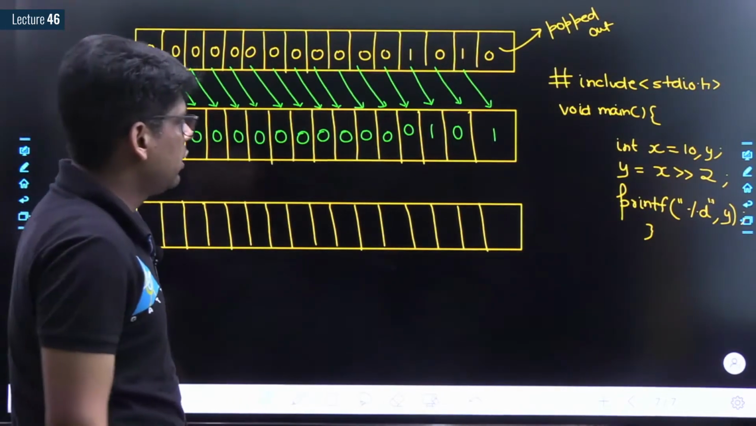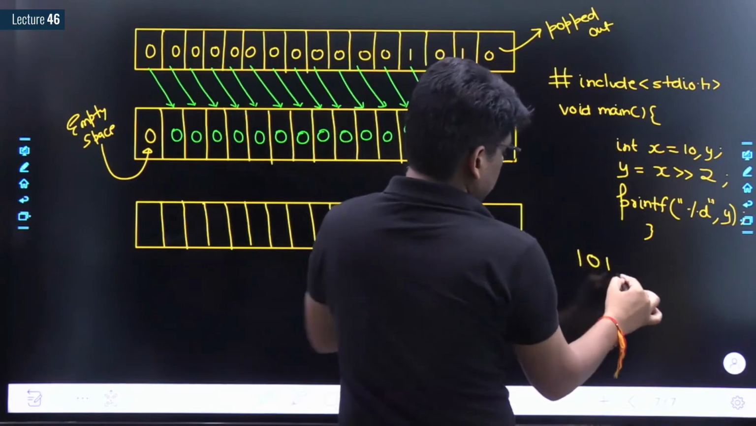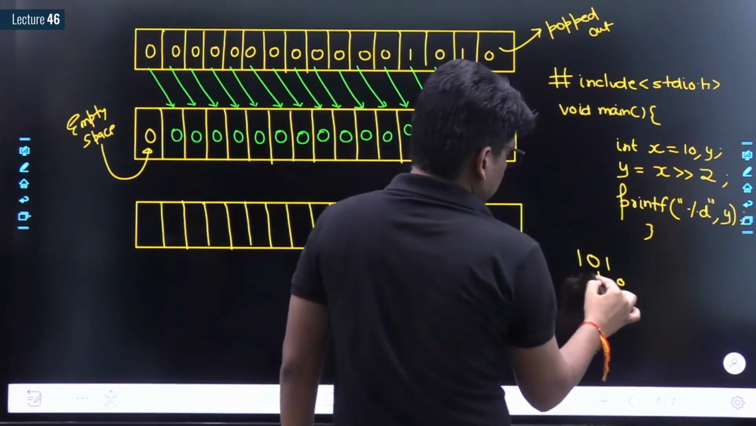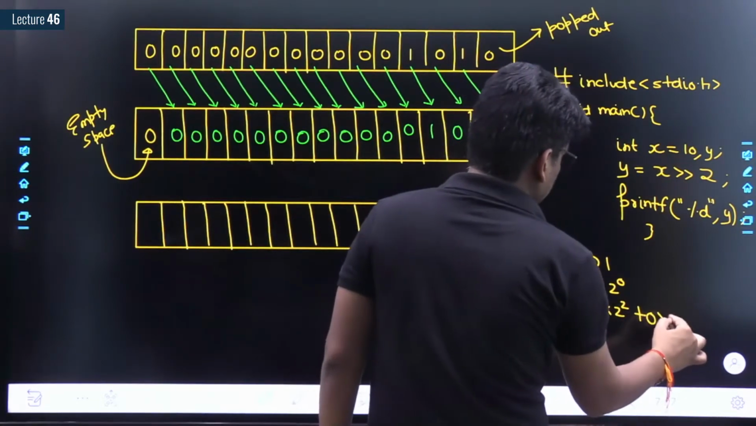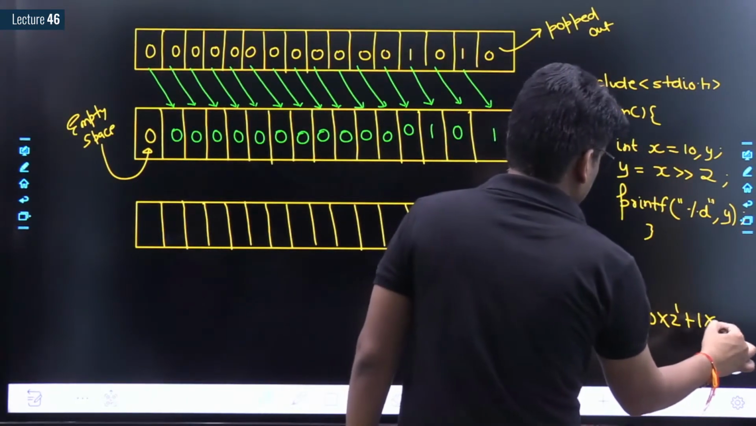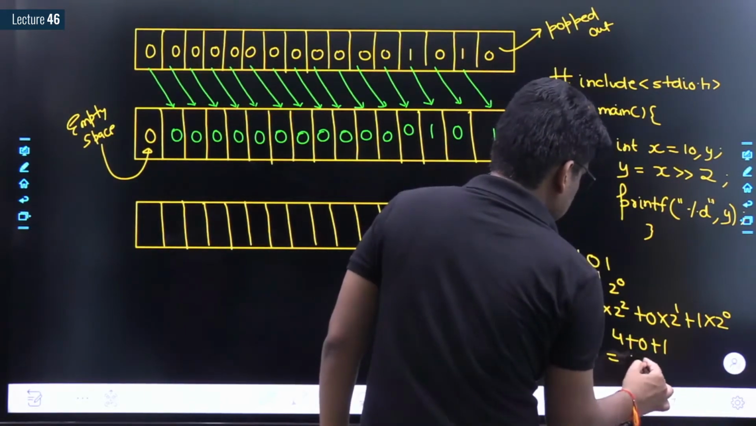Let's try to find out. These all are 0, so focus on 1, 0, 1. That's 2 to the power 0, 2 to the power 1 and 2 to the power 2. So 1 into 2 to the power 2 plus 0 into 2 to the power 1 plus 1 into 2 to the power 0. That is 4 plus 0 plus 1, which is 5.